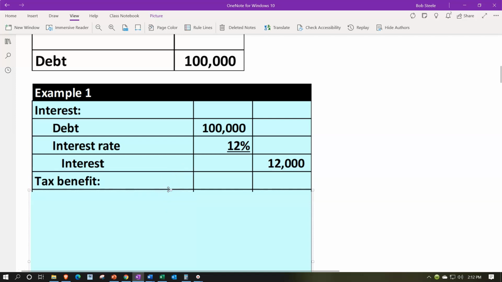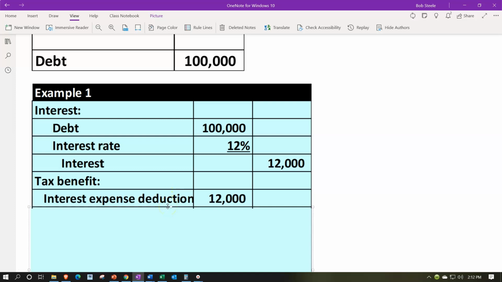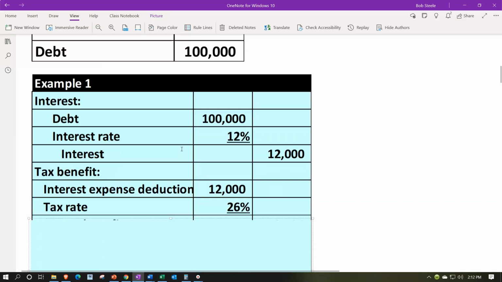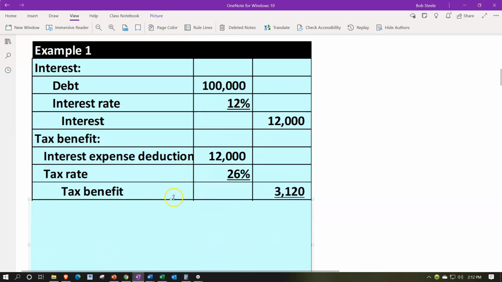Dollar amount 12,000. Then we have the tax benefit, which is the fact that we get to deduct this 12,000 most likely. That means we get the 12,000 times the 26%, which is the tax rate we're using at the margin, possibly the highest tax rate. The 12,000 times the 26% gives us the 3,120. So we're paying 12,000 to the debtor, who we borrowed from in some way, shape, or form. And then we're getting back, or lowering our tax bill, by the 3,120 for paying it.